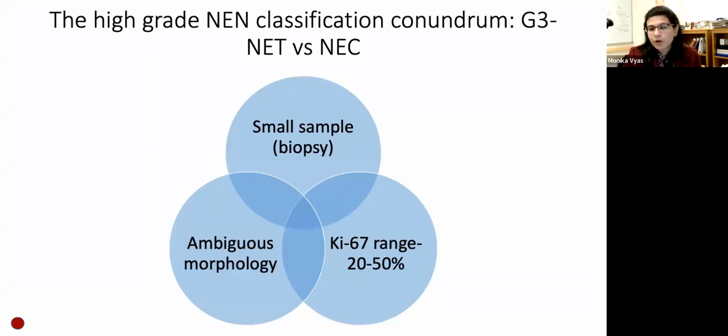Obviously, on small biopsy, sometimes it is very difficult to distinguish grade 3 NETs from neuroendocrine carcinomas. Especially when you have a small sample, when the morphology is ambiguous, when you don't have clear-cut features of a well-differentiated neuroendocrine tumor or carcinoma, when you have more atypia than you would like to see, and if the Ki67 falls in the range of 20 to 50%, it could be a real problem.